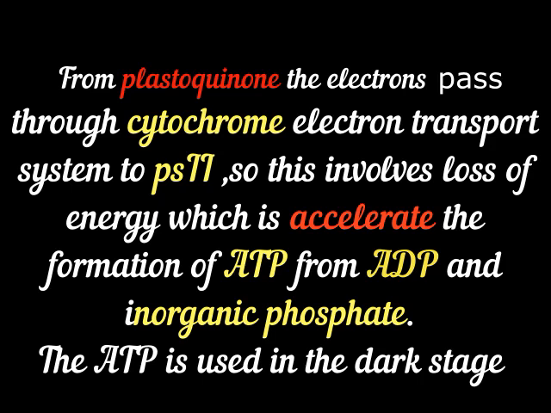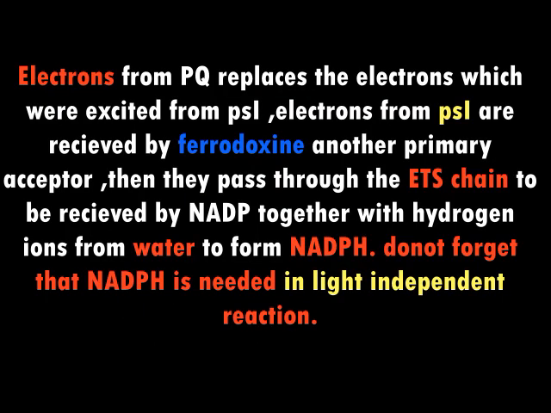Photosystem 1. Now the electrons of photosystem 1, as they are raising their energy level, they are going to be received by what we call ferredoxine as another primary electron acceptor. Now from ferredoxine, those electrons are going to be passed through the electron transport system of the cytochromes to be added to what we call the NADP.